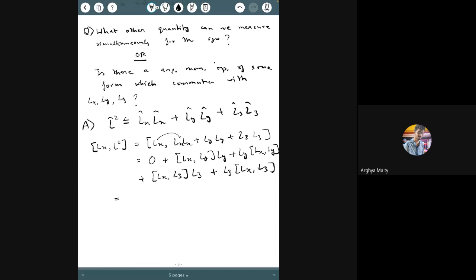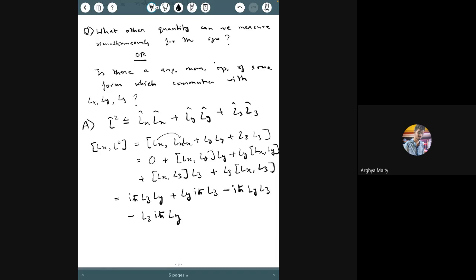And Lx Ly is iħ Lz, Ly, then plus Ly, Lx Ly is iħ Lz. Then you have Lx Lz, so our commutator was Lz Lx, so I'll have a minus sign, minus iħ Ly Lz. And then I have again a minus sign, Lz iħ Ly. Okay.